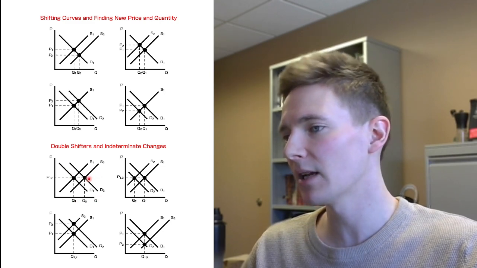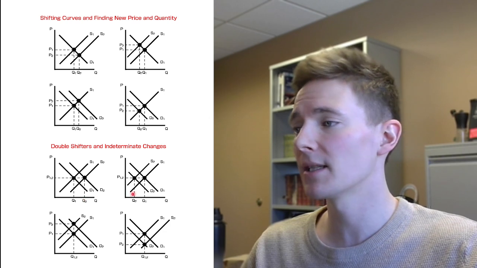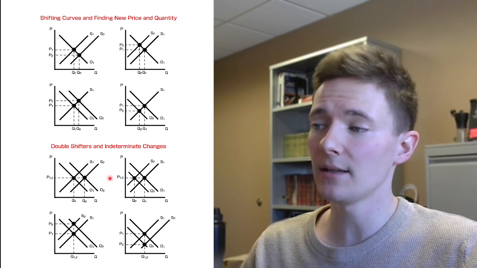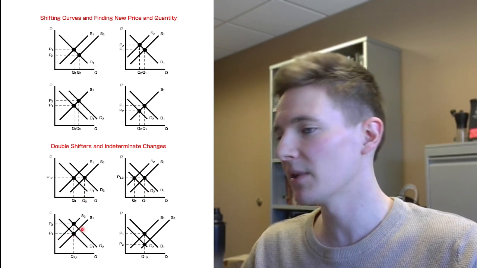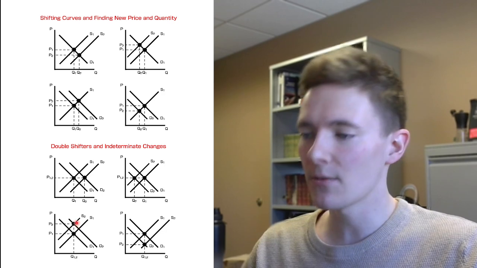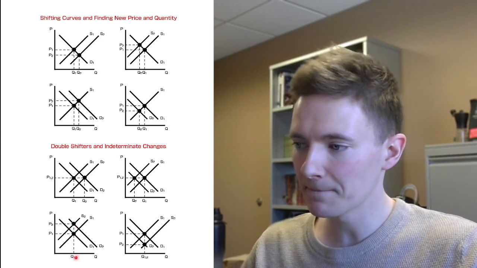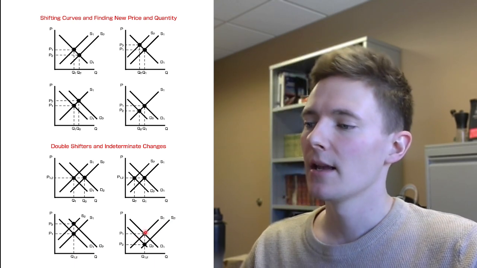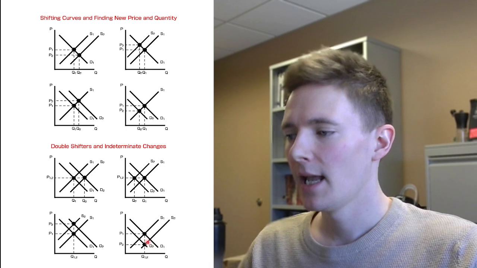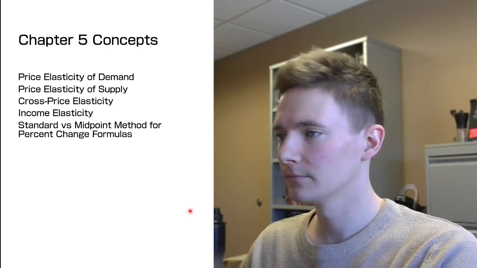So supply and demand both increase, price is indeterminate, quantity is increasing. Supply and demand both decrease, price is still indeterminate, and quantity is decreasing. And now when they're fighting each other, when demand goes to the right but supply decreases, price skyrockets and quantity is indeterminate. But now when supply increases and demand decreases, price falls precipitously and quantity is indeterminate.